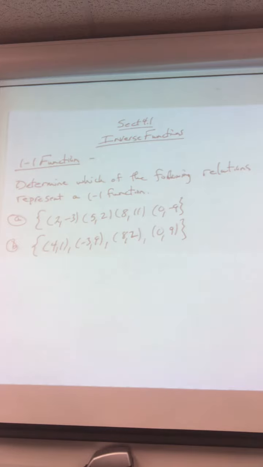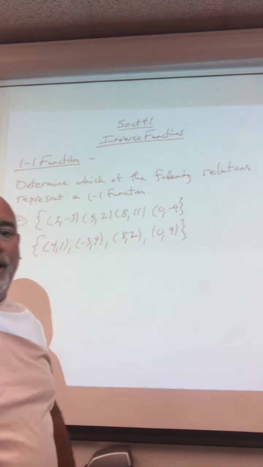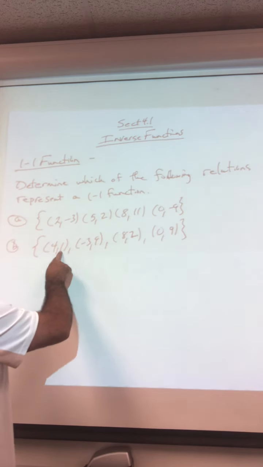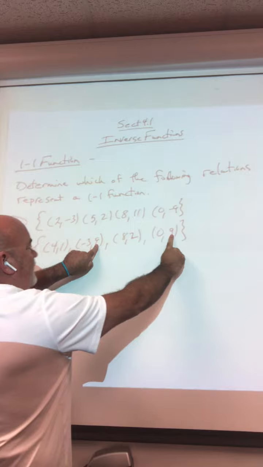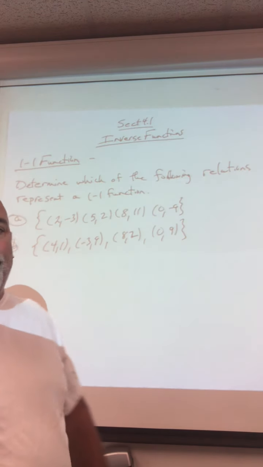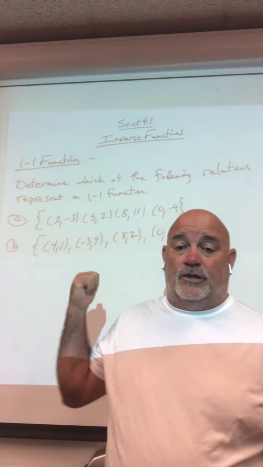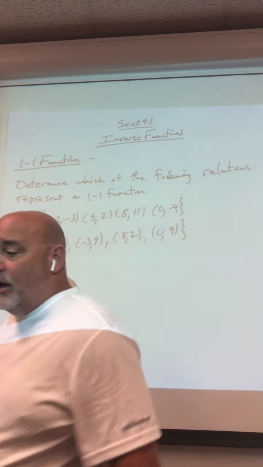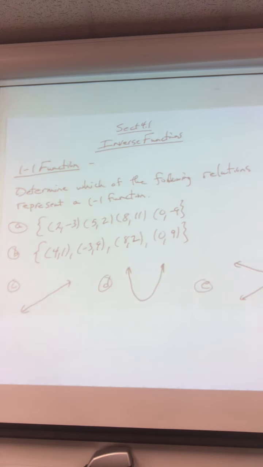All right, let's look at this next one. 4, -3, 8, 0. It's a function. 1, 9, 2, 9. The y's repeat. So the answer to B, is it a function? Yes. But the question was, is it a one-to-one function? So the answer to B is no, because the y's repeat.